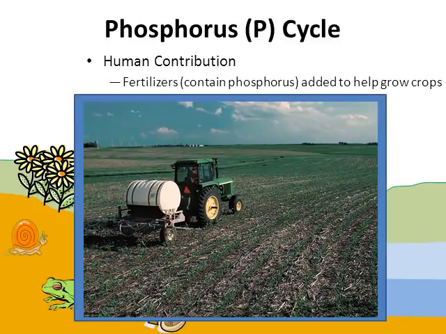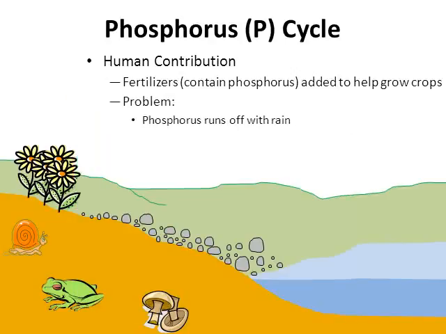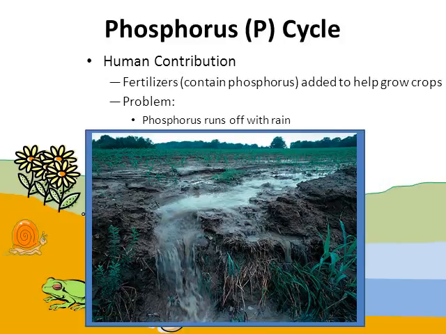Here we have a picture of a farmer using a tractor and pulling a trailer that is dispensing fertilizers over their crops. The problem with this is that the phosphorus, when it's sprayed on the crops, will often run off with rain into bodies of water. In this picture, you can see that water is running off of this farm, and so often the fertilizers are simply being carried away with this rainwater.